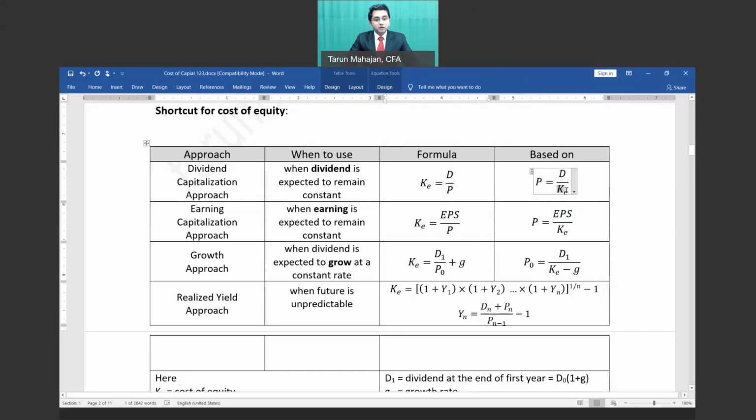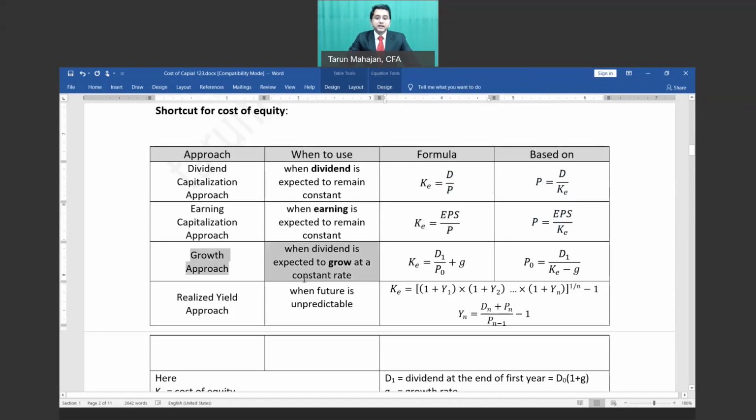Actually, if cost of equity rises, then price of equity share reduces. KE is neither dependent on D nor dependent on P. We are just making the reverse calculation. Keep in mind always. If dividend is constant, this is the valuation formula. If earning is constant, this is the valuation formula. You reverse it and you make it cost formula.